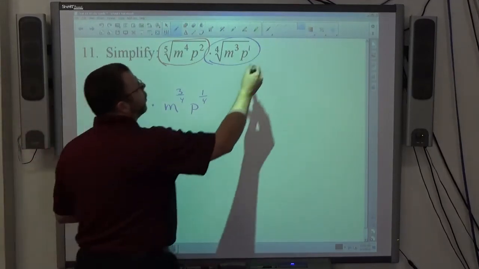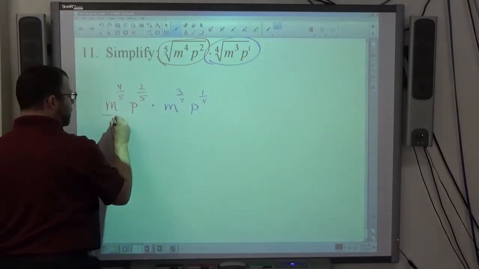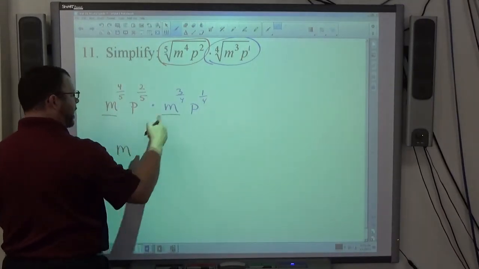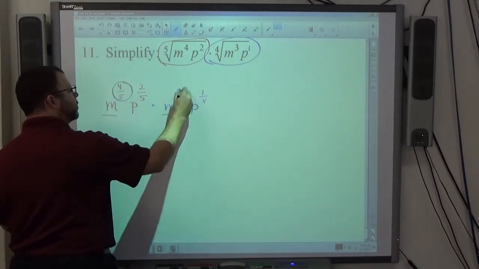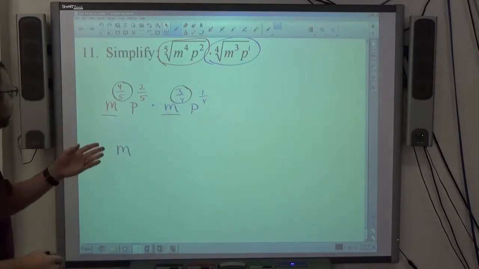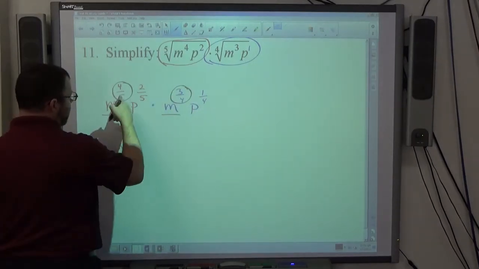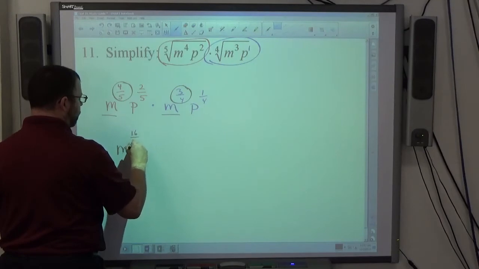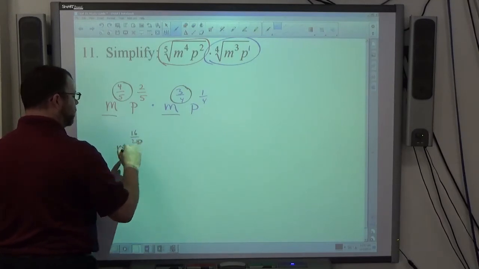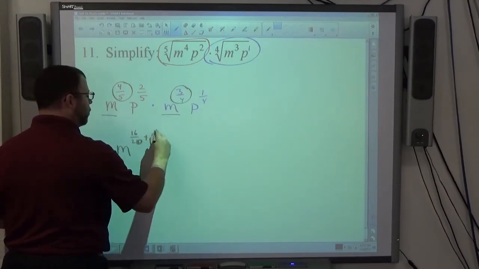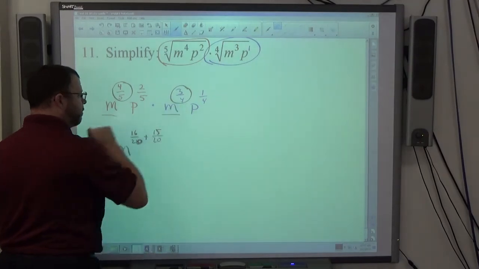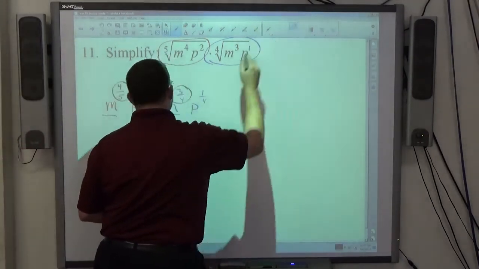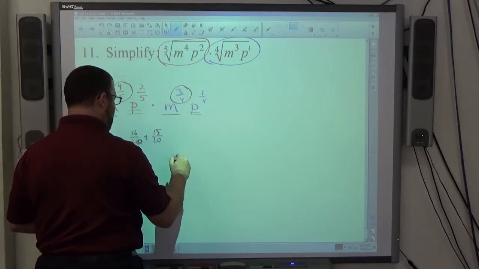And then we're going to multiply common bases. So m gets to multiply by m by adding the 2 powers. So we're going to add 4/5 and 3/4. Common denominator of those fractions is 20. So I'm going to go ahead and call this 16 over 20, multiplying top and bottom by 4. I'm going to go ahead and call that 15 over 20, multiplying top and bottom by 5. We're going to multiply the p's together the same way by adding the powers.